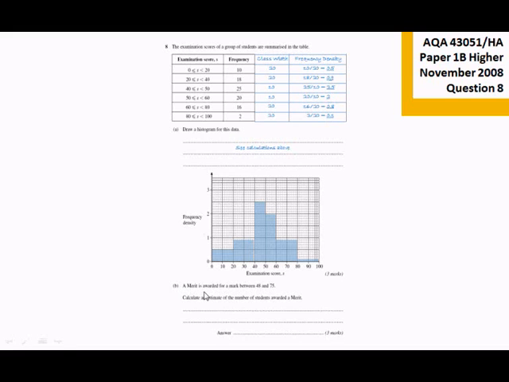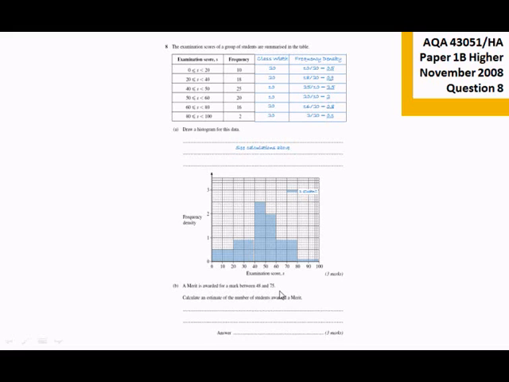Question B says, a merit is awarded for a mark between 48 and 75. Calculate an estimate of the number of students awarded a merit. Well, first of all, let's just put a key on our graph saying that 5 little squares represents 1 student. You can see that because, for example, from the first block you've got 50 little squares representing 10 students.